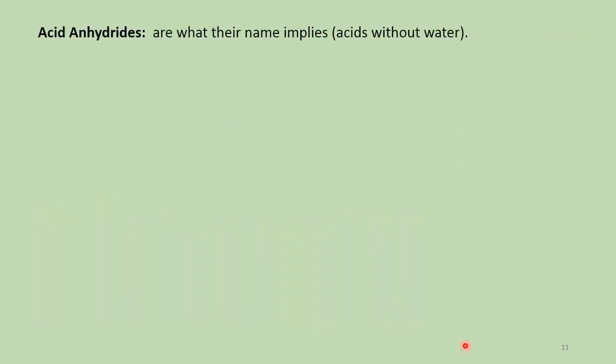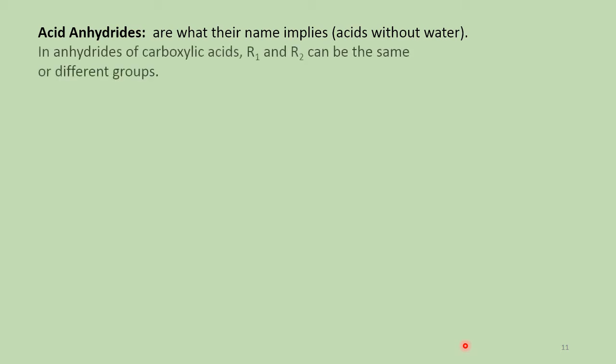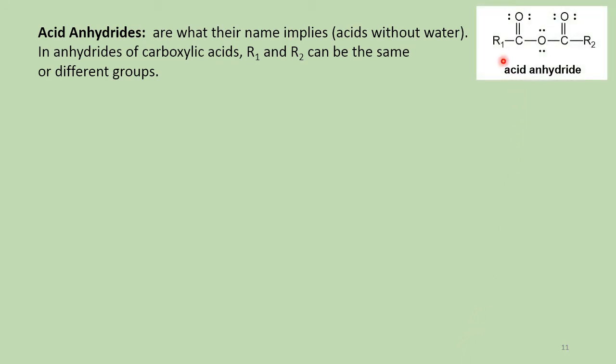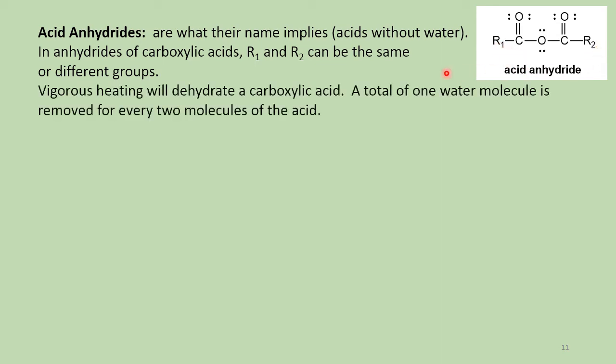Acid anhydrides are just what their name implies, acids without water. Here's the structure of an acid anhydride, R carbonyl O carbonyl R. Now in anhydrides, the R groups, R1 and R2, can be the same or different alkyl groups.